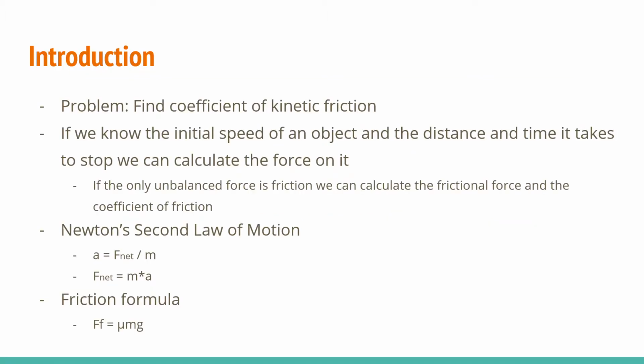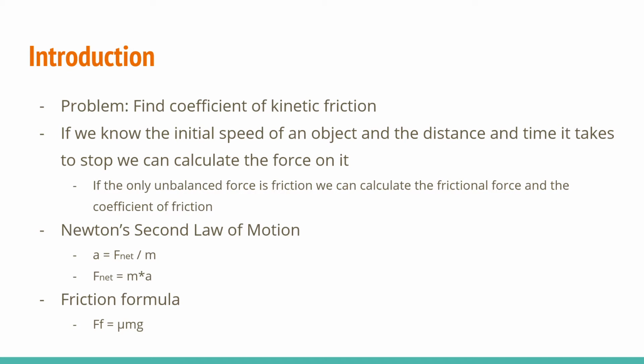The problem we're trying to solve is to find the coefficient of kinetic friction. Theoretically, if we know the initial speed of an object and the distance and time it takes to stop, we can calculate the force on it. If the only unbalanced force is friction, we can then calculate the frictional force and the coefficient of friction.